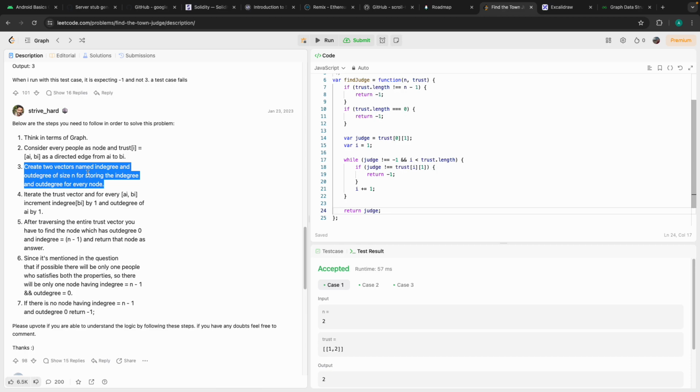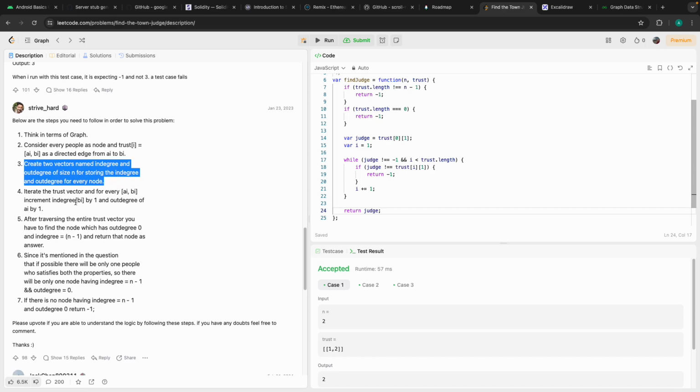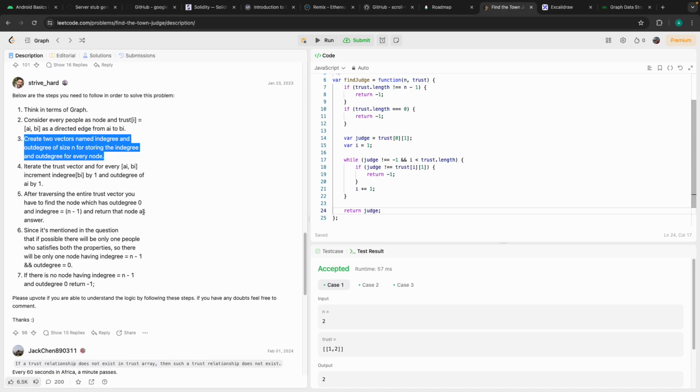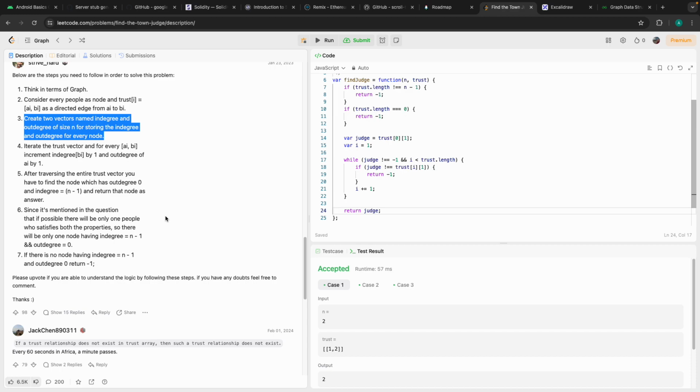Create two vectors named in degree and out degree of size n for storing the in degree and out degree for every node. Iterate the trust vector, and for every ai, bi increment in degree of bi by 1 and out degree of ai by 1. After traversing the entire trust vector, you have to find the node which has out degree 0 and in degree n minus 1, and return that node.